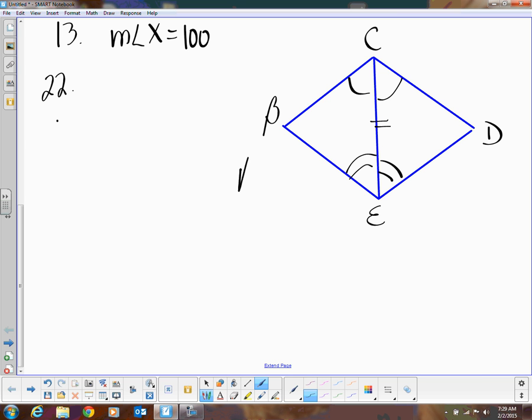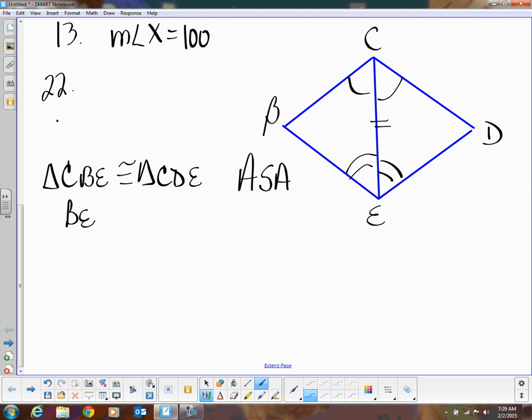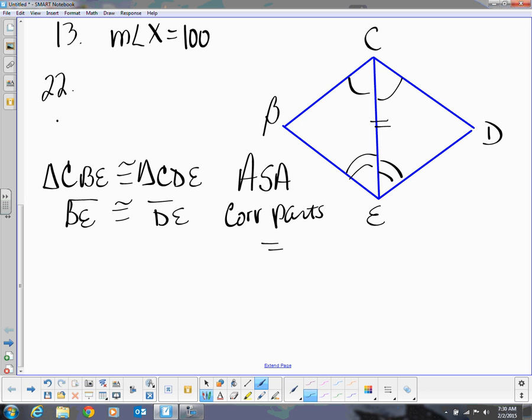Angle, side, angle. So the triangles are congruent by angle, side, angle. What's the congruent statement? CBE is congruent to CDE. So once we get there, why can we now say that BE is congruent to DE? Corresponding parts of congruent triangles are congruent. Next.